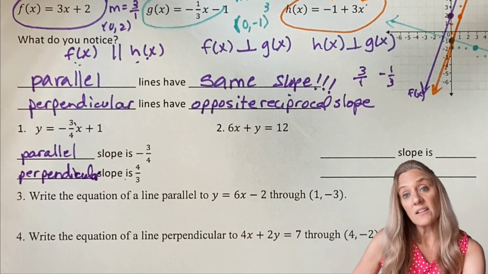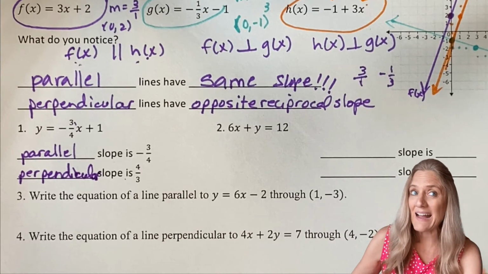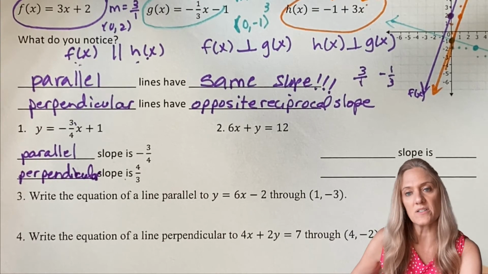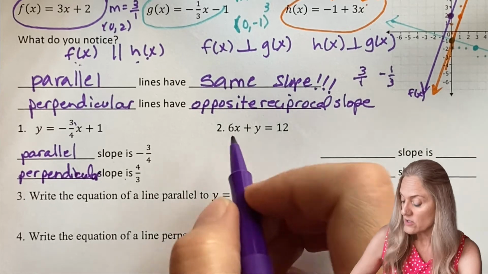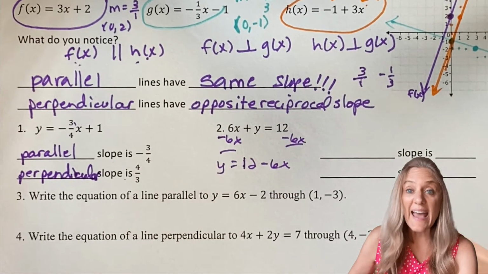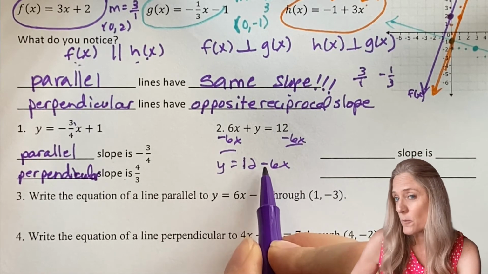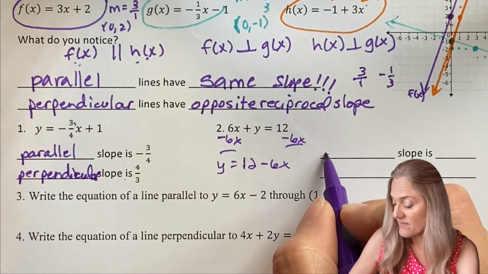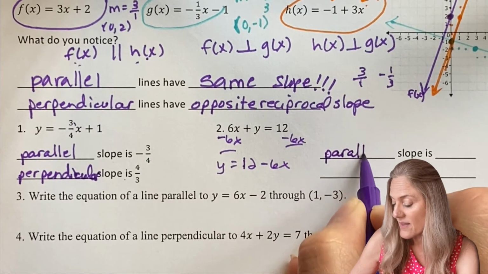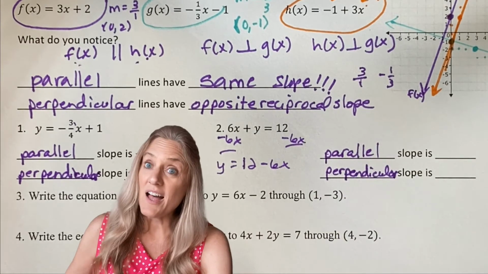Example 2 has it a little bit different. We're not in slope-intercept form. You don't have the actual slope until you're in slope-intercept form or point-slope form. So let's go ahead and solve this for y. Now it should be clear to you that my slope is always with the x, and therefore slope is negative 6. Go ahead and find out the parallel slope and the perpendicular slope. See if you really understand it. Okay, I have a lot of faith in you.